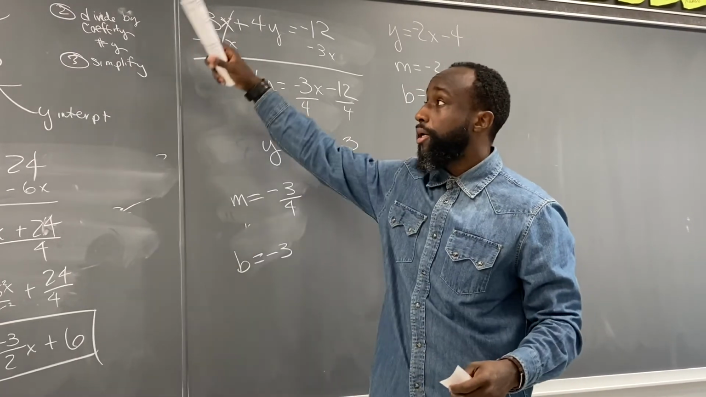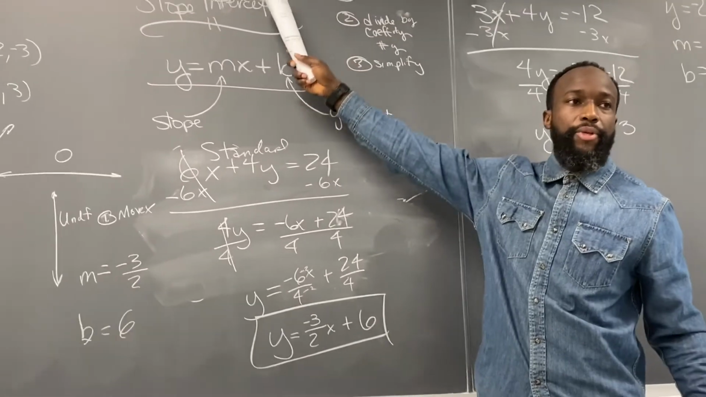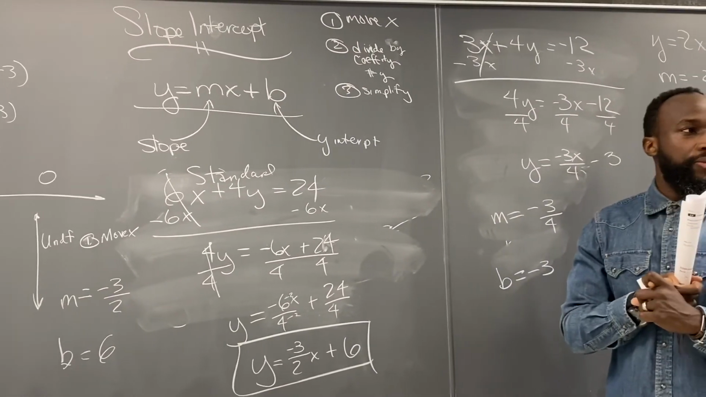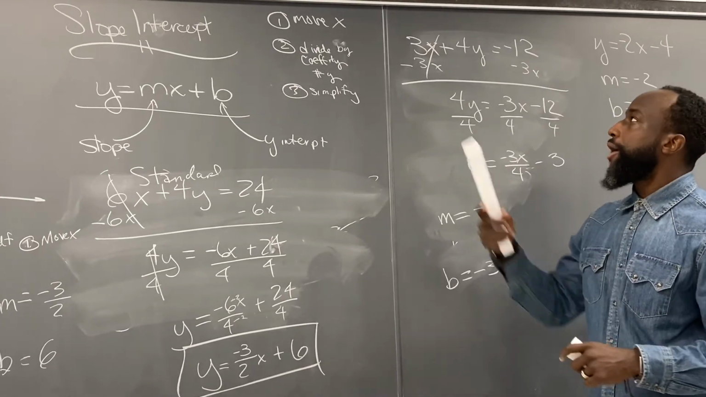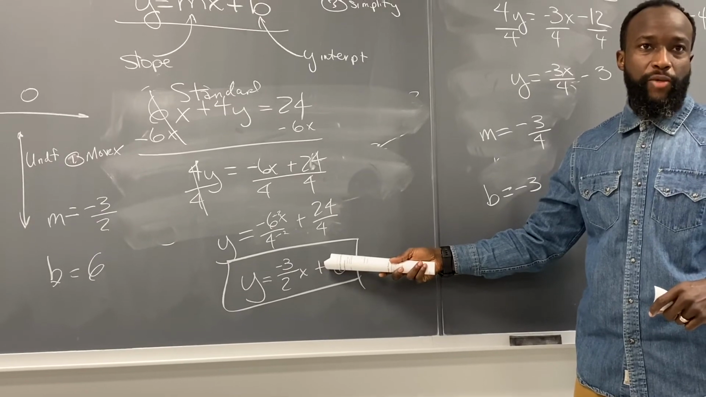So this is finding our slope and our y-intercept from slope-intercept form. We even reviewed some of finding the slope using 2 points, and we rewrote standard form to slope-intercept form.